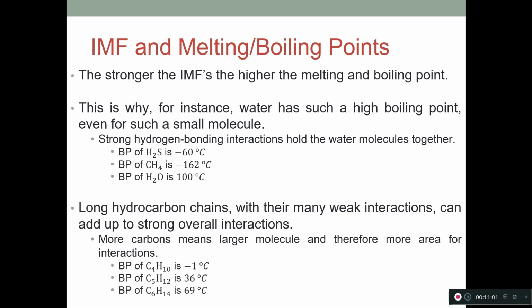So for instance, the boiling point of butane, which only has 4 carbons, is negative 1 degree Celsius. The boiling point for pentane, which has 5 carbons, is 36 degrees Celsius. And the boiling point for hexane, which has 6 carbons, is 69 degrees Celsius. And you can actually find graphs that plot the boiling points for these hydrocarbons, and you see that as the number of carbons increases, the boiling point keeps increasing.